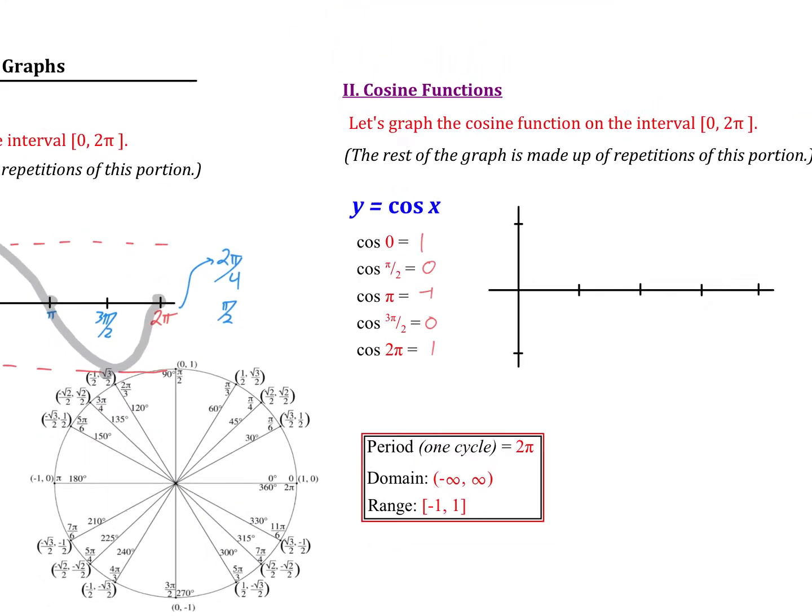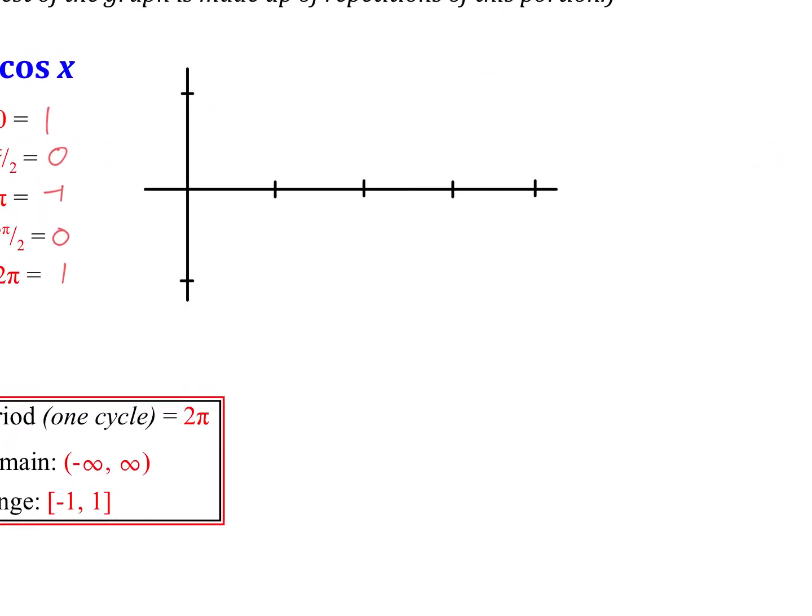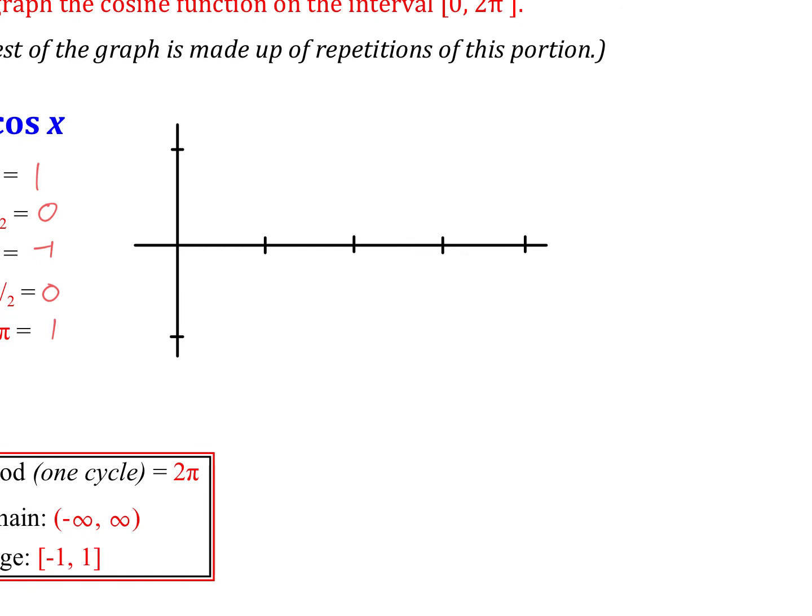The setup for this one is going to look the exact same as the sine function. The only difference is the shape of the graph. So I'm going to go ahead and set up my axes pretty much the exact same way. So we have 1, 0, negative 1. Then we had 2 pi, and we counted up by pi over half. So 1 pi over 2, 2 pi over 2, 3 pi over 2.